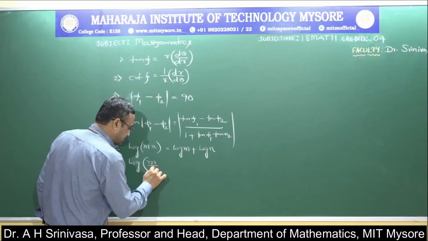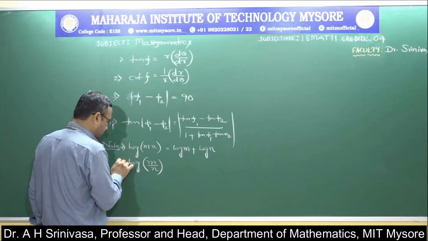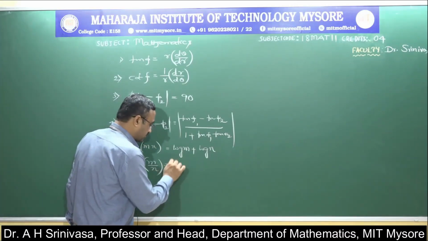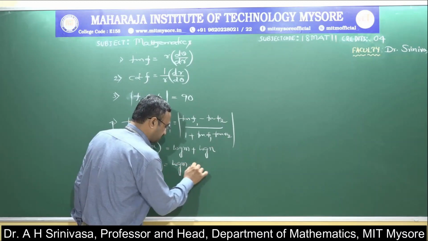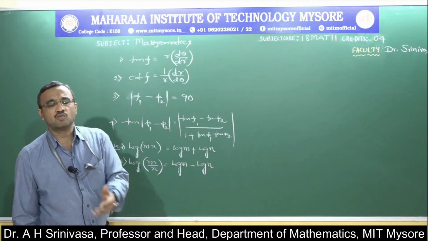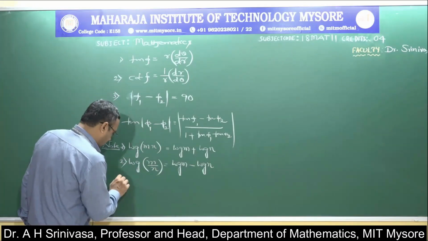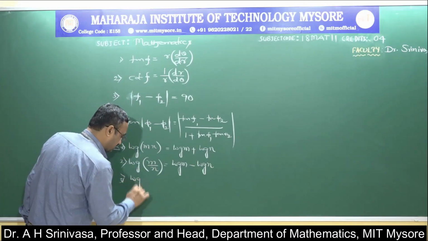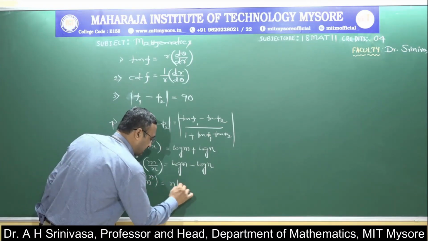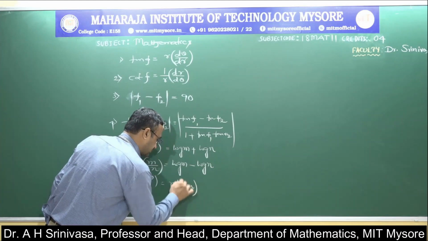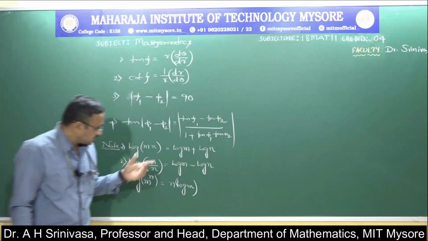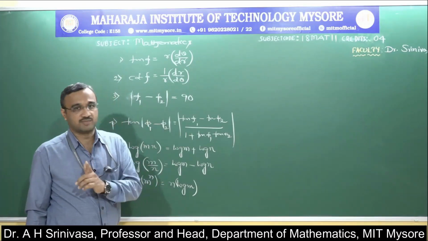The second case is the division form. If m by n is there, in that case you can use the formula log m minus log n. One more is the power form: log m power n, which you write as n into the logarithm of m. So these are the three formulas we have to remember.